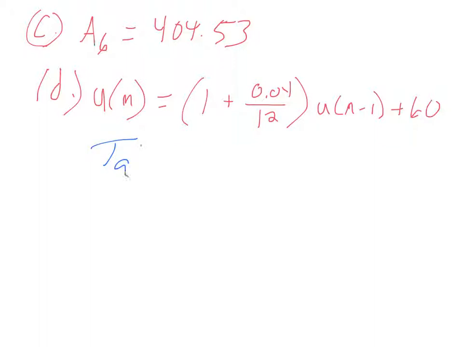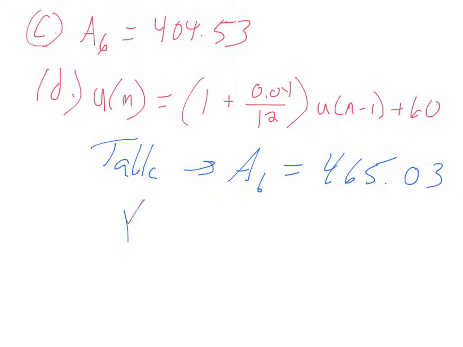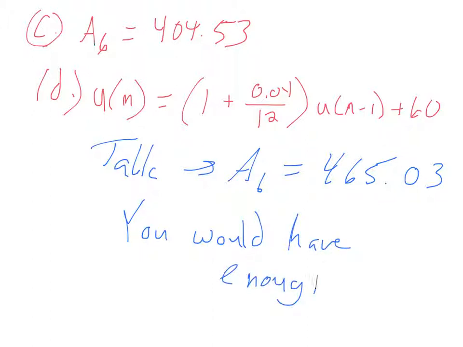And then if you look at your table, you'll see that A sub 6, when n is 6, is going to be 465.03. So you would have enough if you deposited $60 a month at that interest rate. So if you're saving for spring break, you would have to deposit $60 a month so that on March 1st you have the money that you need. Okay?